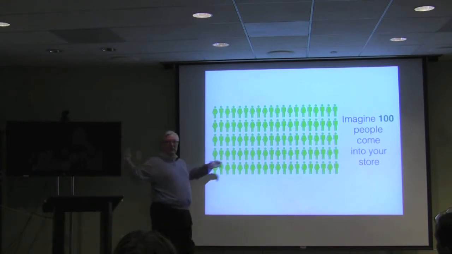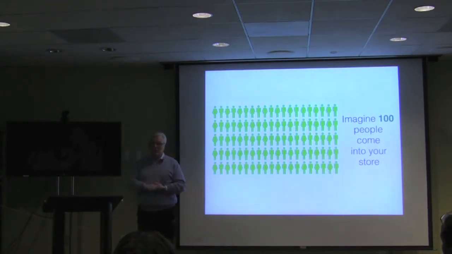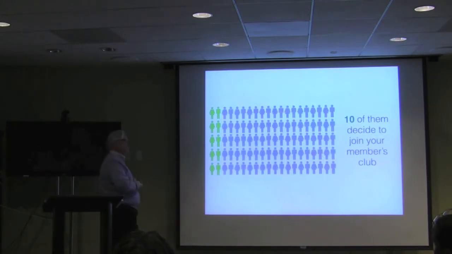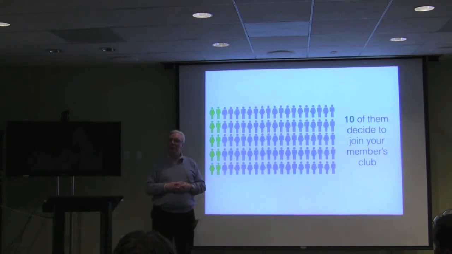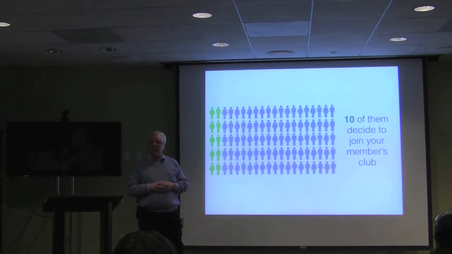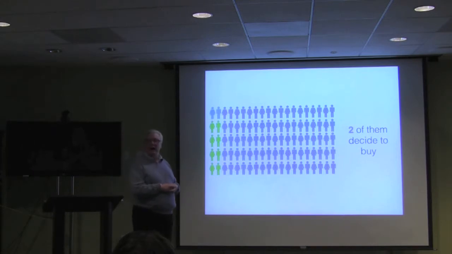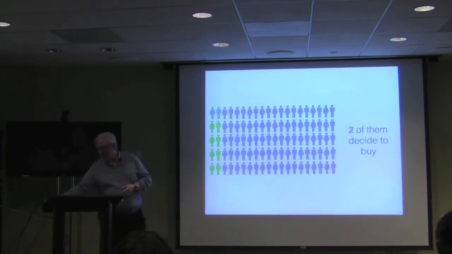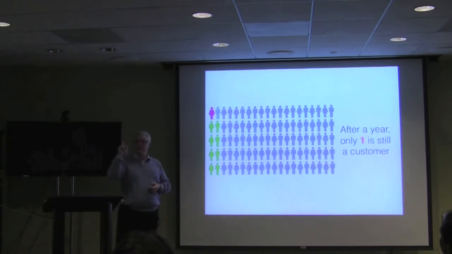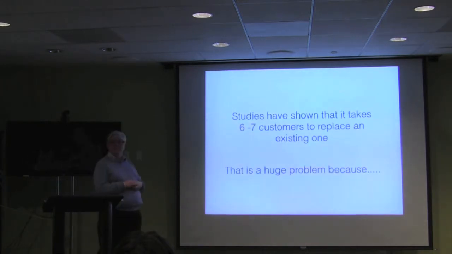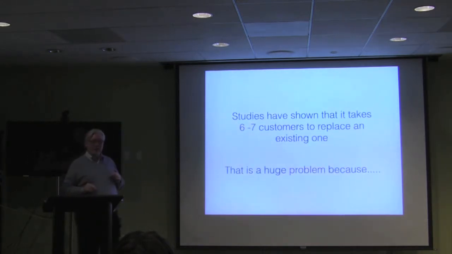So imagine you have a store, a physical store, bricks and mortar. 100 people come into your store. If you're good at what you do, 10 of them decide to join your members club, which in software as a service or web companies would be do your free trial or sign up for your freemium model. 2 of them decide to buy. After a year, only 1 is still a customer. I know these sound like wild numbers, but we'll get into where all that data came from.